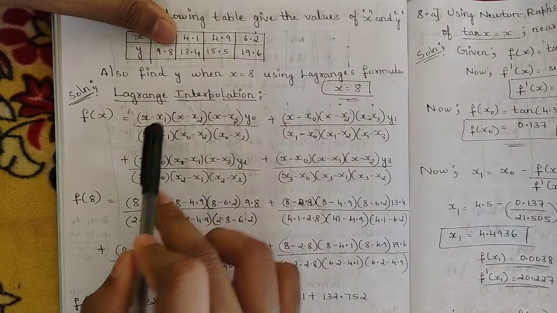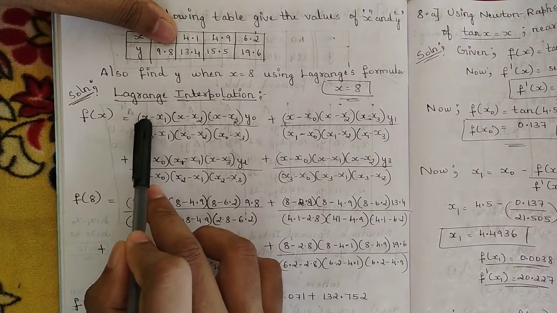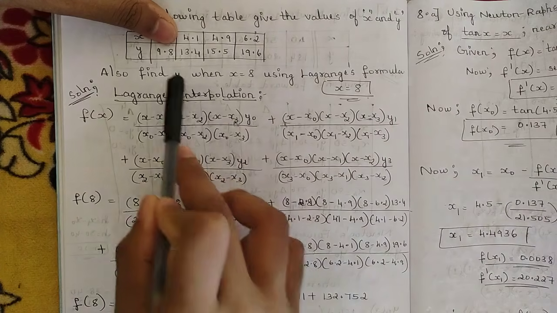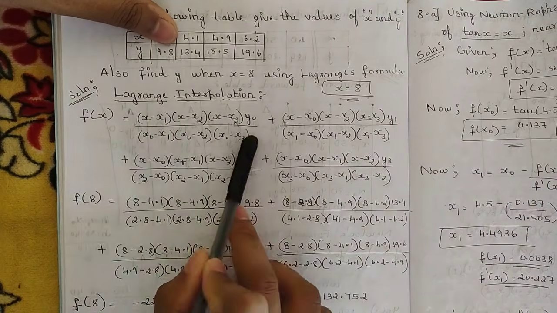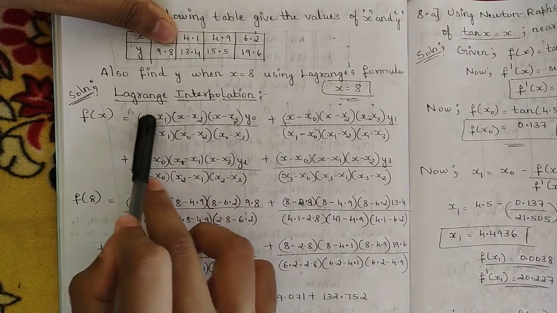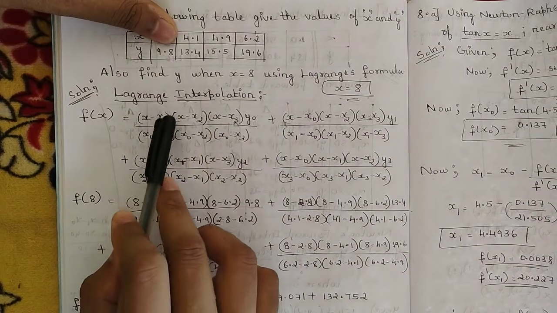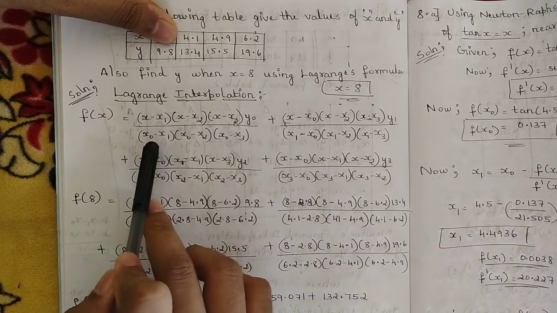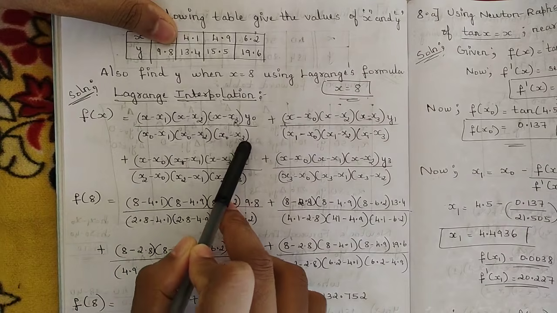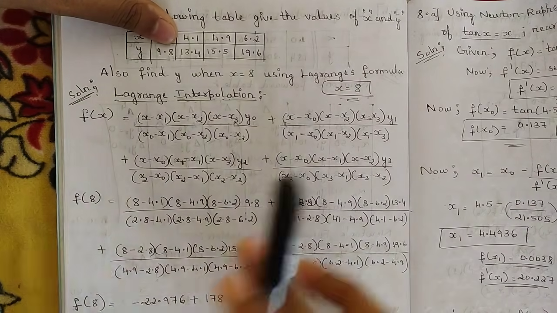x1, x2, x3. That is getting subtracted from x, that is x minus x1, x minus x2, x minus x3, into the first term of y, that is y0, divided by, now in the denominator, which term we have not considered in the numerator, that along with the same terms are getting subtracted, that is x0 minus x1, x0 minus x2, x0 minus x3. Okay, so one by one for each term you should be doing it.